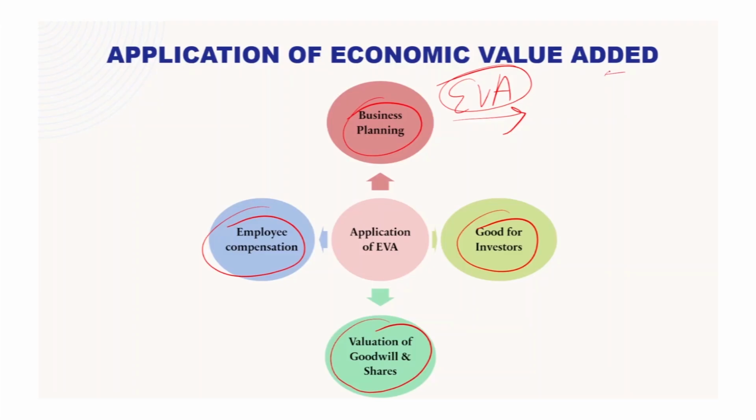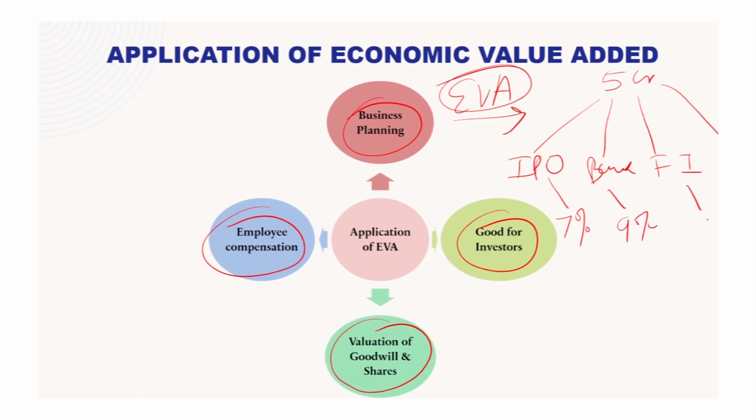How the cost of capital will be determined. Suppose you need 5 crores of the total fund, and there are different sources. It could be through the IPO, through the banks, or from a financial institution, and each source of the fund has a different cost of capital. Suppose it has 7%, 9%, and 8%.